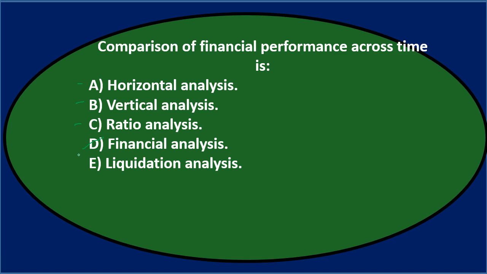And then E says liquidation analysis. That doesn't seem right. Liquidation would be when the company's closing. That doesn't seem correct. So our three tools are A, B, and C. Let's keep those. Go through it again.